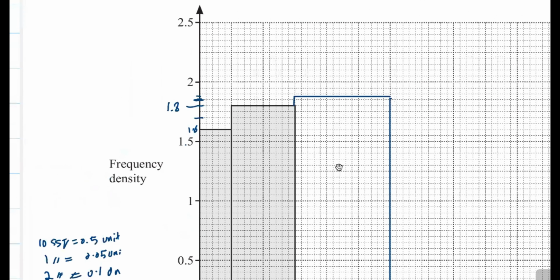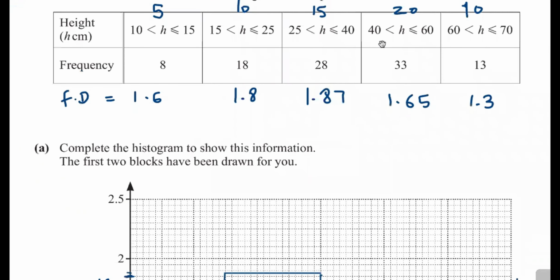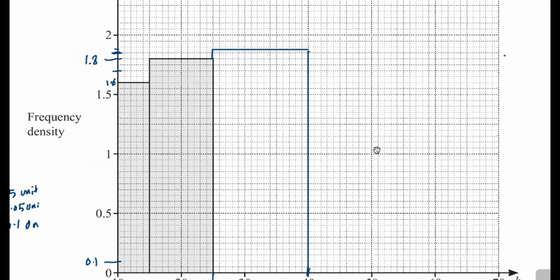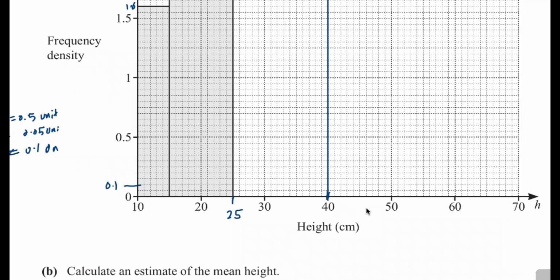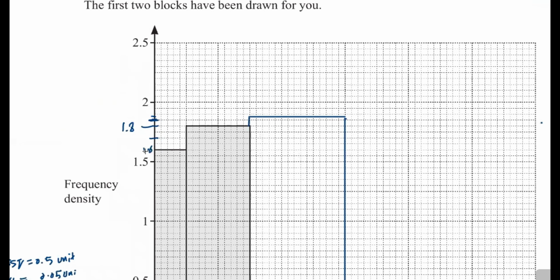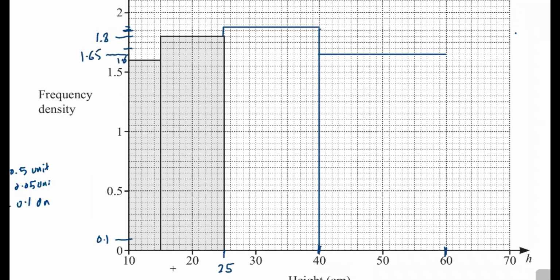And the next block can be drawn between the 40 to 60 class interval, with a frequency density of 1.65. Firstly, we mark 40 to 60. This is 40 and this is 60, and 1.65. You can see here this is 1.6, and this line is 1.65. Now we draw a line here at 1.65 across 40 to 60. And you can see here, this is the next block. We draw it.